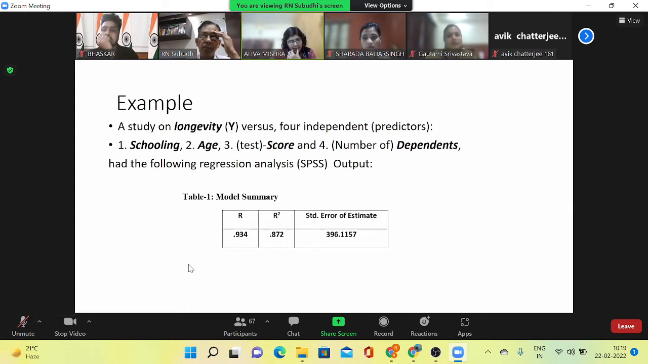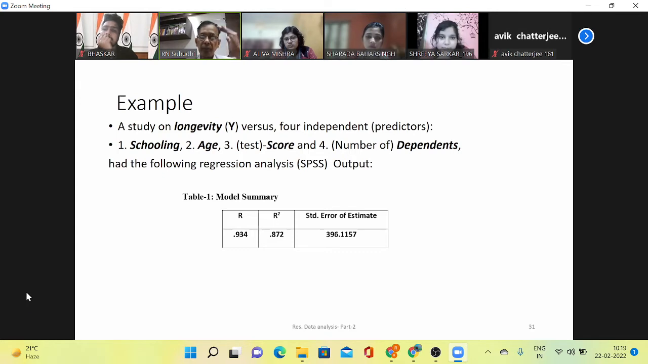Direct. Shreya, you are not happy with Aliva's answer? If more dependents are there, then the employee will tend to stay back for a longer period of time. Yes, sir. I got it. Okay, so what we discussed last time, if you recall, try to understand the case and guess what the output could be, whether it will be positive or negative. So we will be doing that.